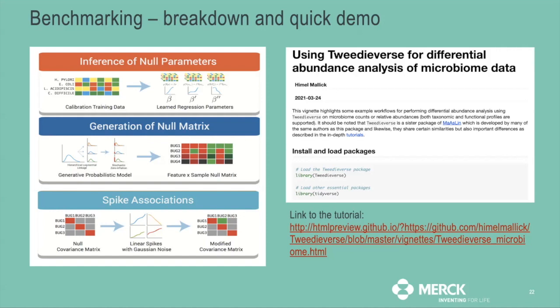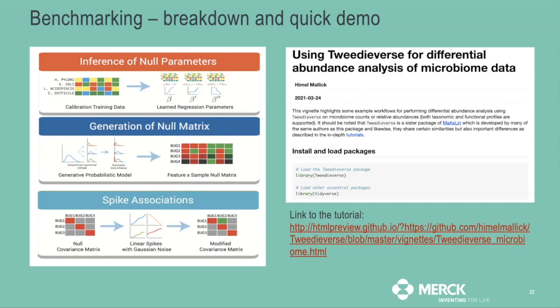So in the second step, what we get is a null matrix based on my calibration training data, which can be any data set from any environment. Then at the last step, we introduce the spike-in in a controlled manner, so that we know which features are being spiked in. We can use them as ground truth information to calculate all those measures that we want.